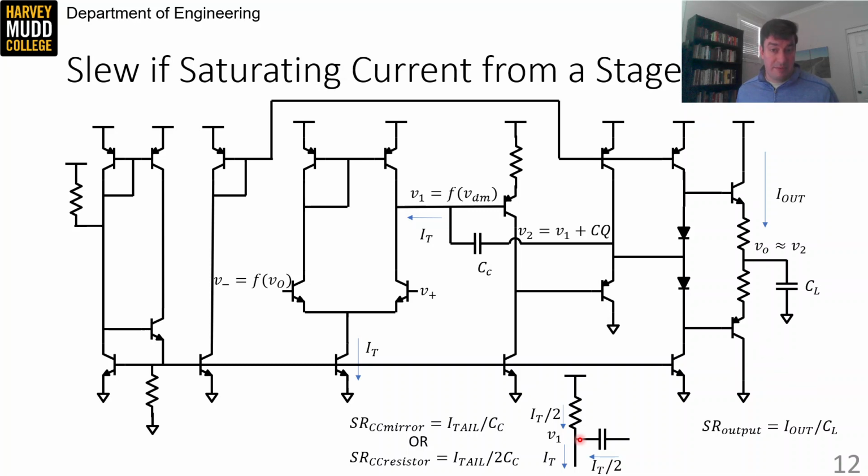After a big slewing step, V1 can't change right away because V_O needs to catch up in order to affect the change in V1. So that means I_T over 2 has to stay in this resistor because V1 isn't changing. As a result, only I_T over 2 is available to discharge the compensation capacitor. So, in summary, only half the tail current can get to the compensation capacitor because the other half has to pass through the load resistor to maintain V1. So this gives a third possible slew condition, the slew rate that's compensation capacitor limited with a resistive load, which is I_tail over 2C_C.